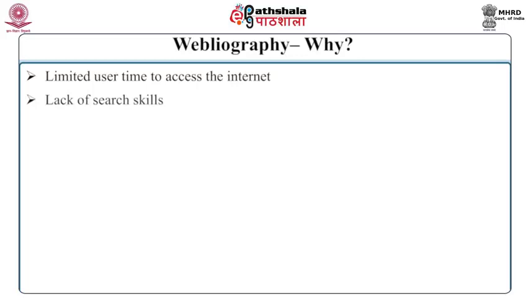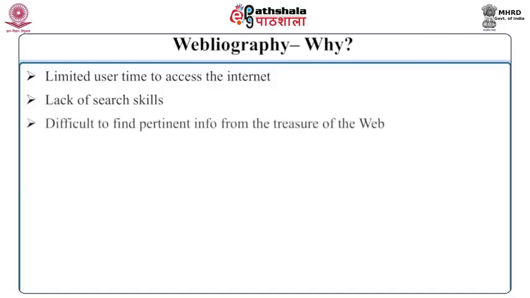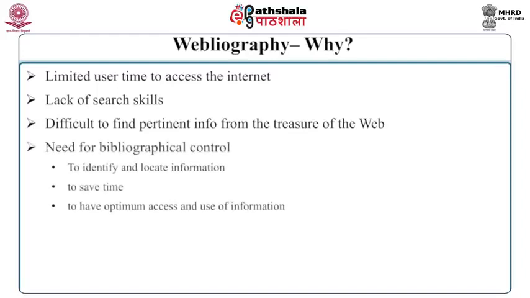Then, lack of search skills. They may search in a wild way and not to the point. It is difficult to find pertinent information, that is, relevant information, out of the treasure of the web. The web has a treasure of information, but how to get the relevant information? There is a need for bibliographical control to identify and locate information, to save time and to have optimum access and use of information. These have necessitated bibliography compilation.